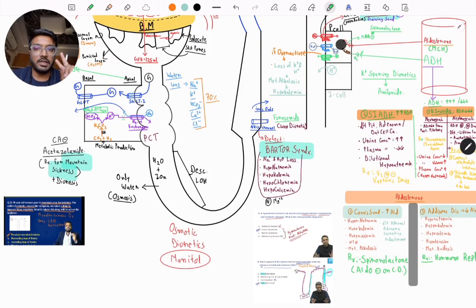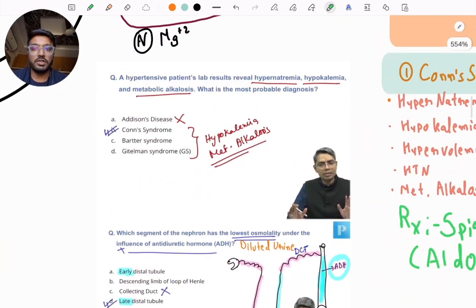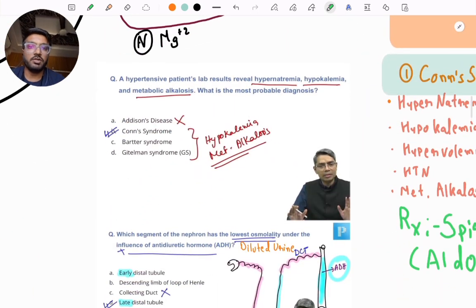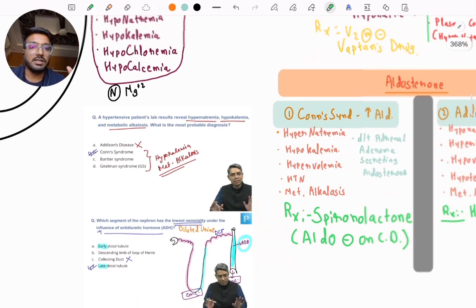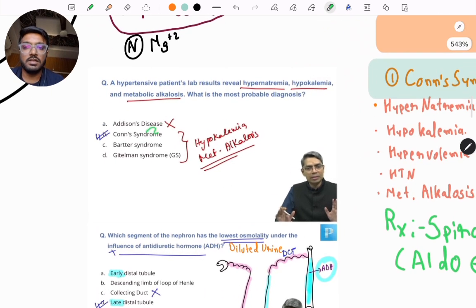From this, we also had another two questions. The first question was, a hypertensive patient's lab results revealed hypernatremia, hypokalemia, and metabolic alkalosis. Does this sound familiar? Yes, it does. We just studied it, and it's just beside, which is the Conn syndrome lab findings: hypernatremia, hypokalemia, and metabolic alkalosis. And the options were Addison's disease, Conn syndrome, Bartter syndrome, and Gitelman syndrome.